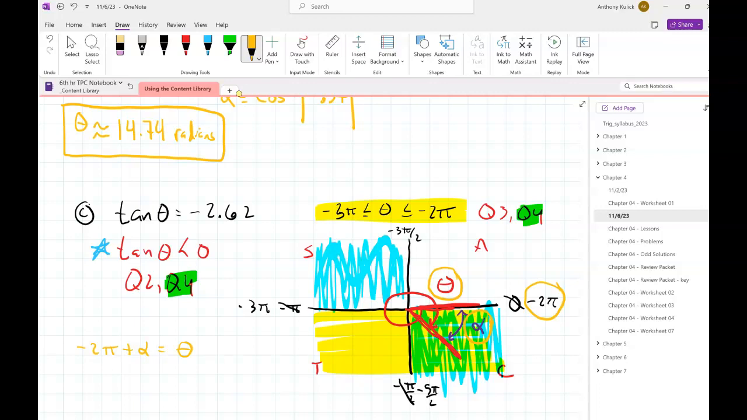Unfortunately, this is wrong. And this is wrong because theta is a negative angle. So if theta is actually past negative 2 pi, it means theta is smaller, it's more negative than negative 2 pi. So instead of adding alpha, we really need to be subtracting. That'll always be the case when you're dealing with a negative value for theta, which we can tell right away that we have because of the interval that we're given, right?